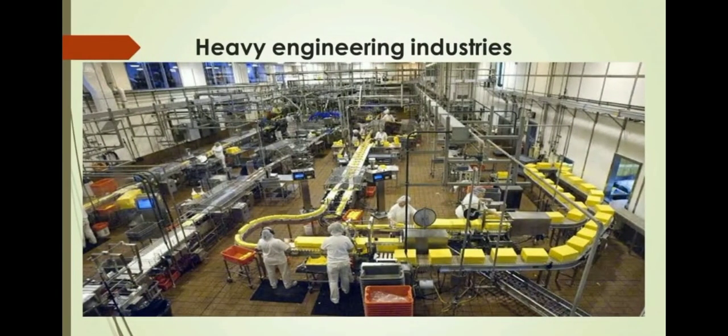Heavy engineering industries. The important heavy industries are automobile industries, aircraft industries, shipbuilding industries, railway wagon industries and farm equipment industries. USA is the largest producer of automobiles. The important centers of heavy engineering industries are Detroit, Chicago, Buffalo, Indianapolis, Los Angeles, St. Louis, Philadelphia, New York, Baltimore and Atlanta in USA and Windsor in Canada.